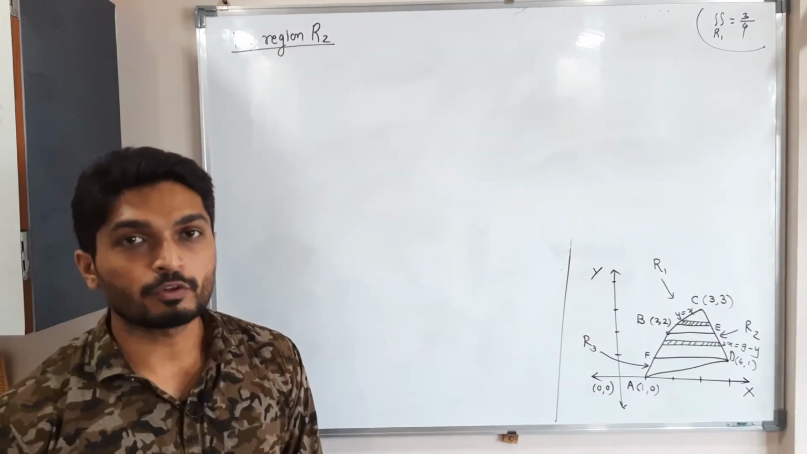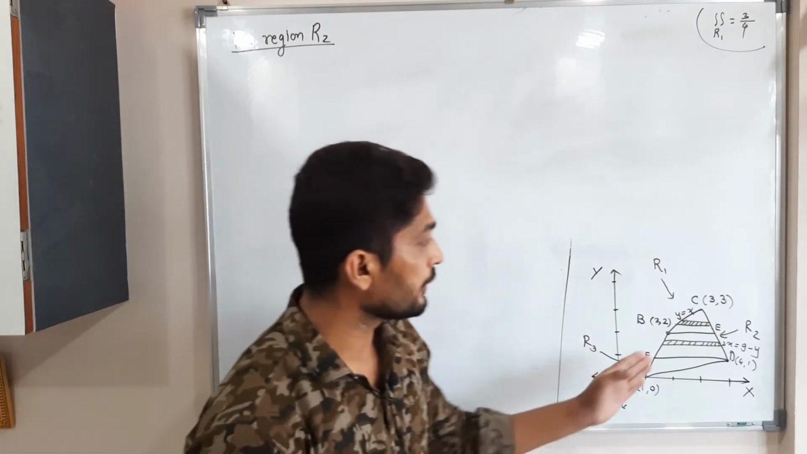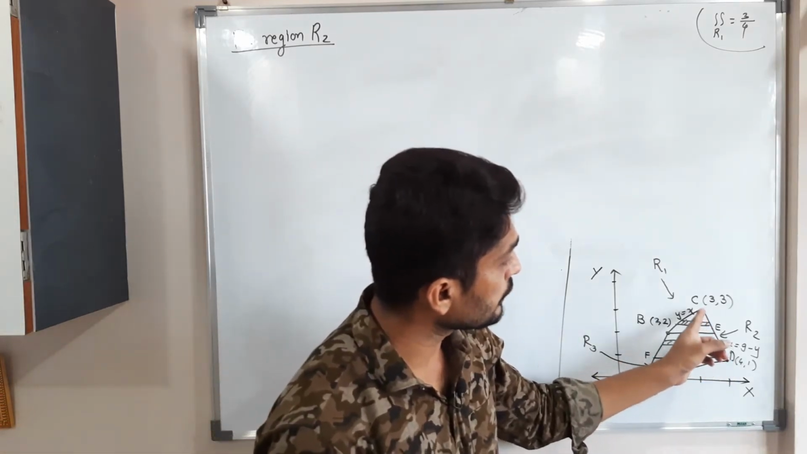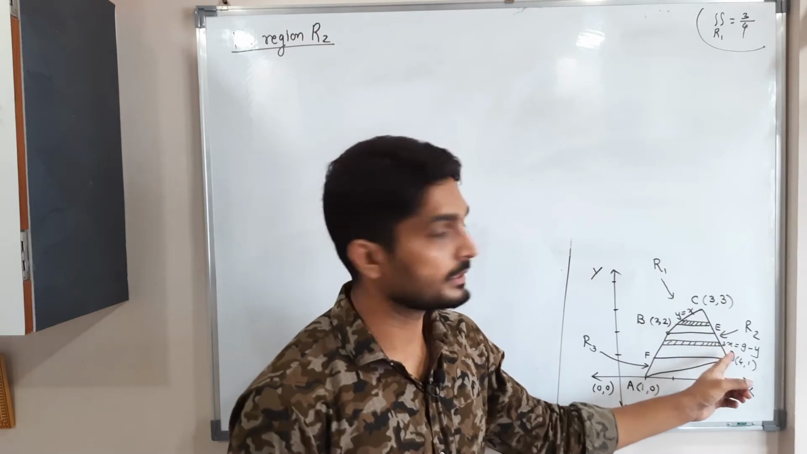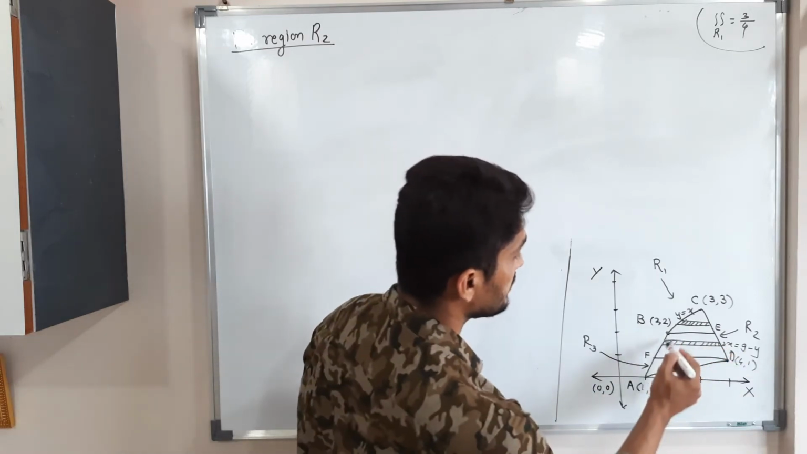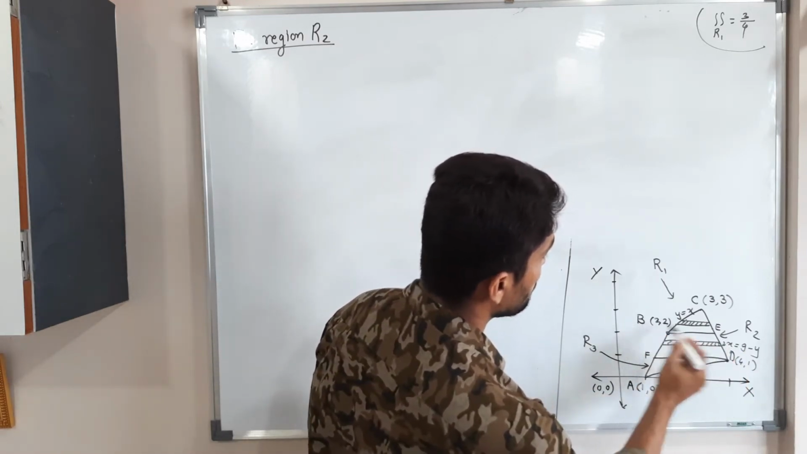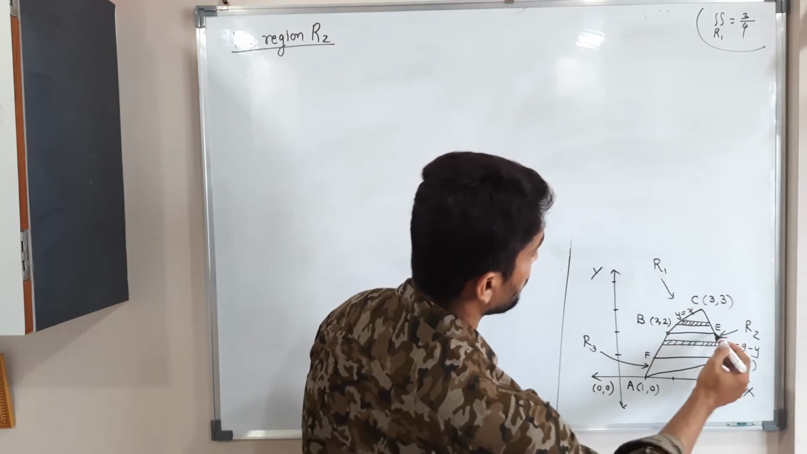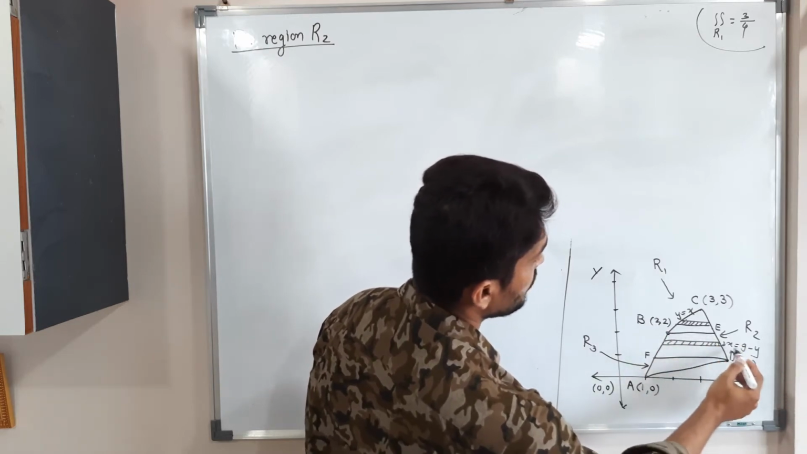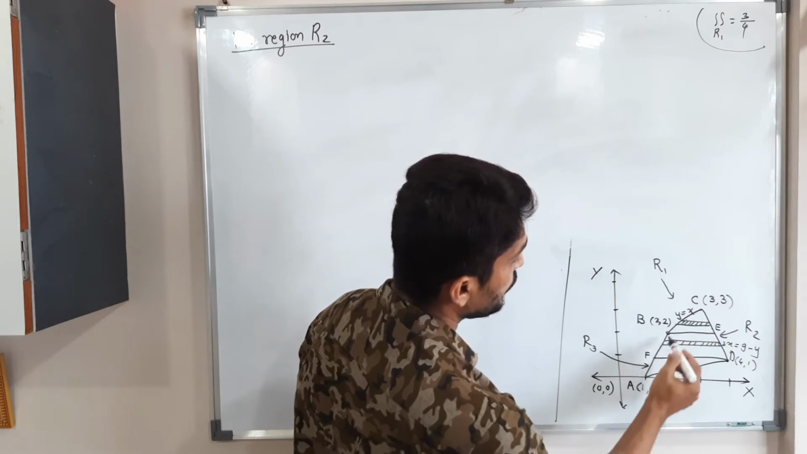So let us continue for region R2. For R2, we need to know the equation of this line. We already have 2x is equal to 9 minus y. You are getting now, this is our region R2. You can call it as BEDF. This is region R2. So we have the equation of this line, 2x is equal to 9 minus y. We don't know the equation of this line.